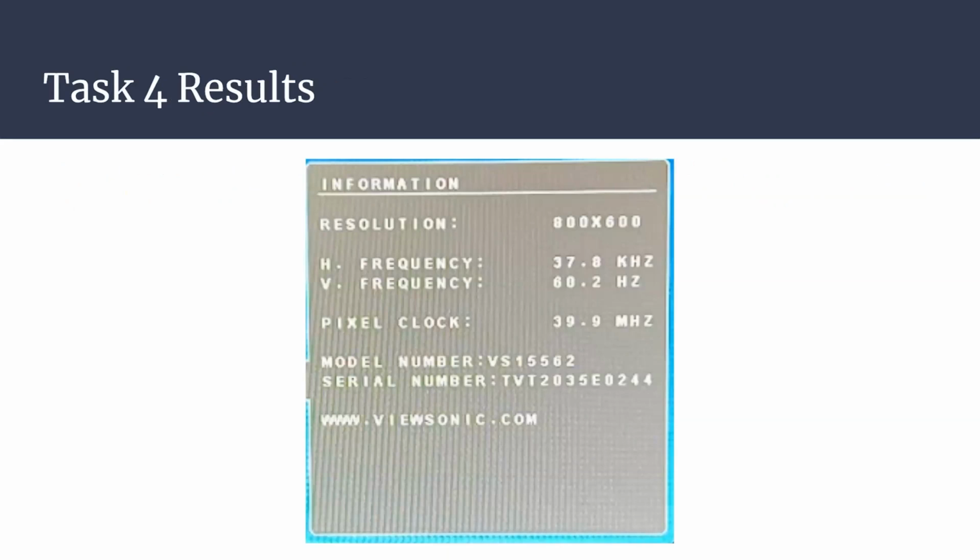So this is actually the output from our monitor when we connect it to the FPGA. We're able to create these horizontal and vertical signals using a counter, basically. And so the monitor will detect that that is in fact 800 by 600 resolution, and it'll output the frequency of the signals.